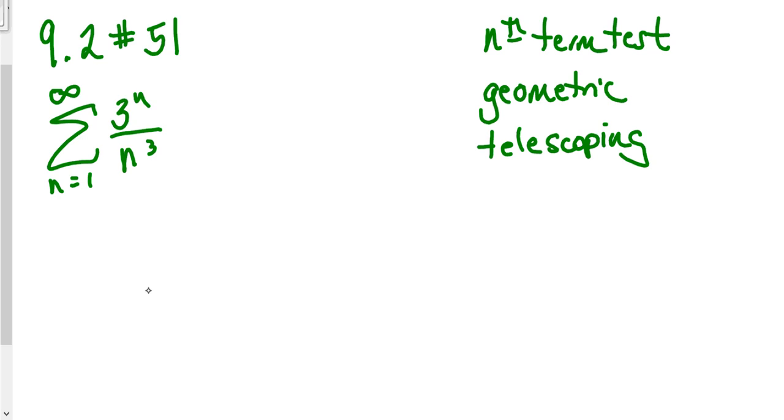Okay, I'm here to talk to you about problem number 51 from lesson 9.2. As I look at this question, and it just says to figure out convergence or divergence, I think through my list of 3 different available options.